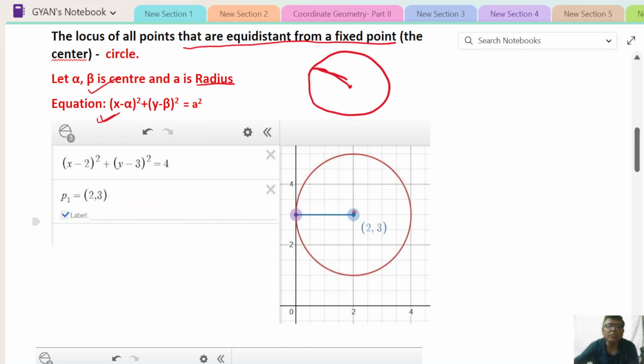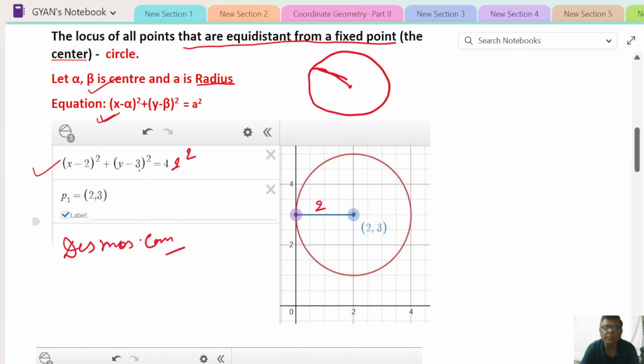So here you see this center is (2, 3), so alpha beta is 2 and 3, and the radius is root 2 square. That means the radius is 2. So this is the equation of the circle, which you can check on the website called desmos.com. You can go to desmos.com, write this equation, and you will get this circle.